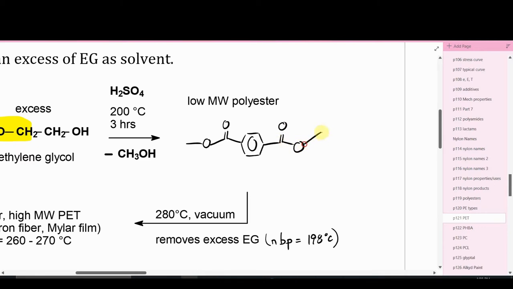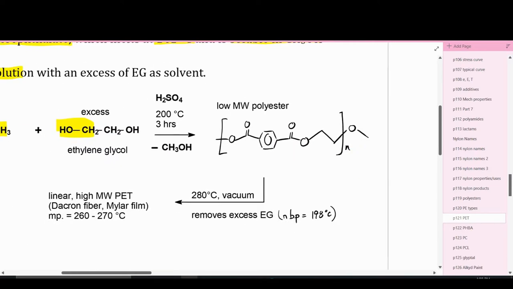Then our repeating group, we have to have the ethylene groups, and then it just carries on from there again. So, there. That's polyethylene. See the ethylene group here on the right, and then terephthalate. That's then heated at a higher temperature under vacuum to drive off the excess ethylene glycol.